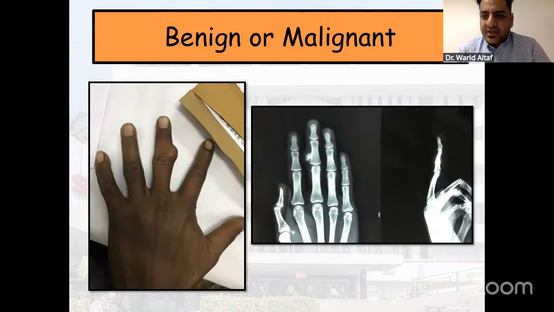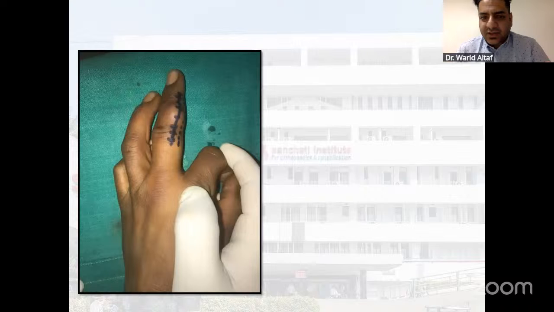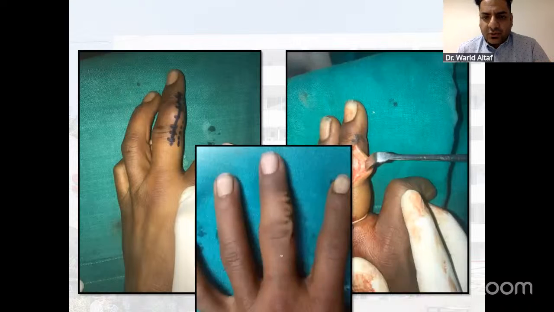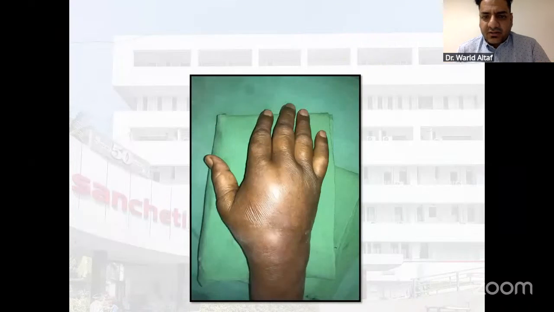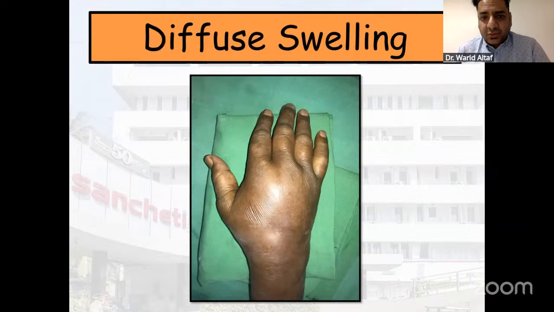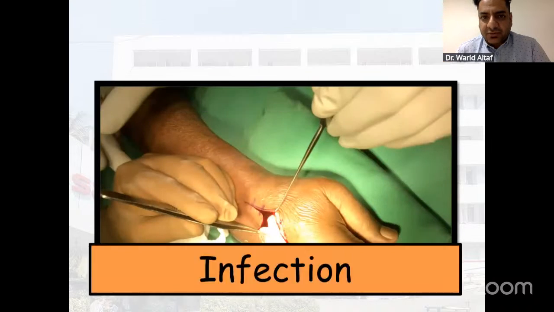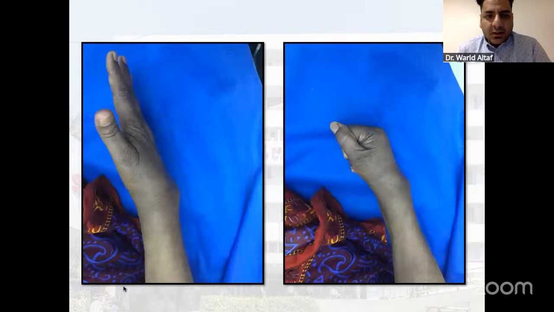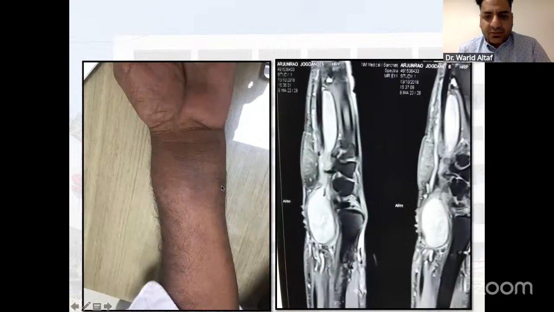You don't really need MRIs for these. This is a clinical and X-ray diagnosis, and you can very well do an extraperiosteal resection. If there is a diffuse swelling in the hand, one of the commonest diagnoses will be infection. There can be cellulitis, there can be an abscess, and that was drained.